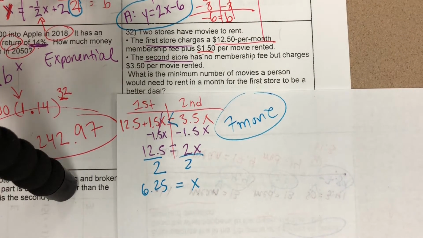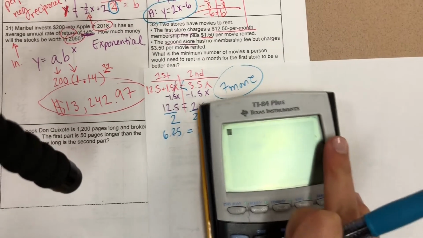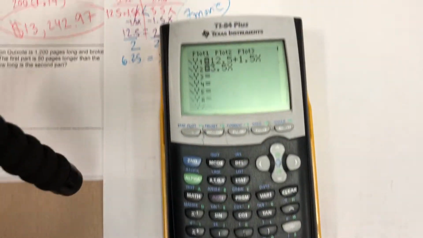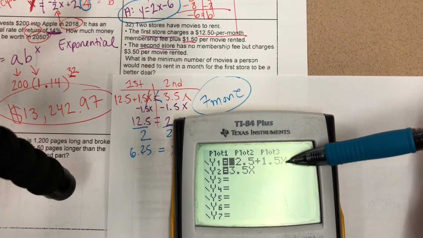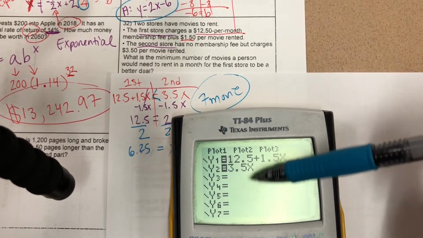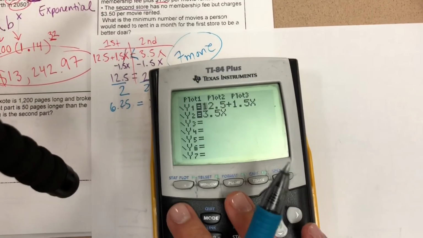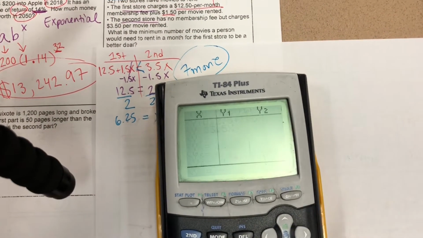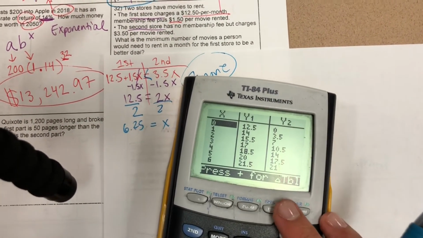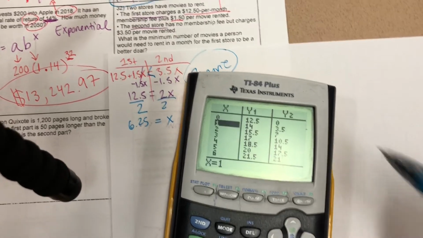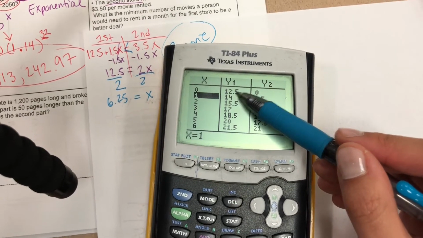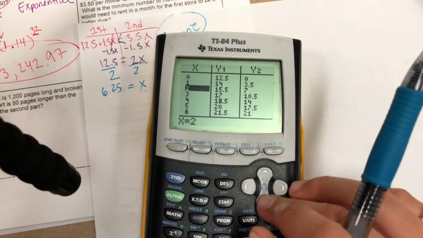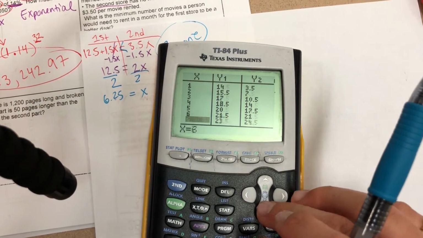Now there's another way to do this too, and I just want to show you real quick. On the calculator, you can put in y equals both equations. So I had 12.5 plus 1.5x, I put that in here, and then 3.5x, I put that in y2. I can hit second graph to get to the table, and it shows me all of my values. So right here for 0 movies, this is $12.50, this is $0. 1 movie, 2 movies, 3 movies, 4, 5, 6, and 7.